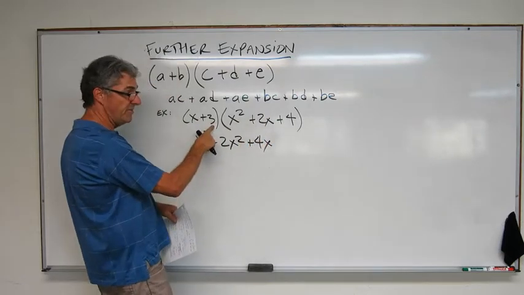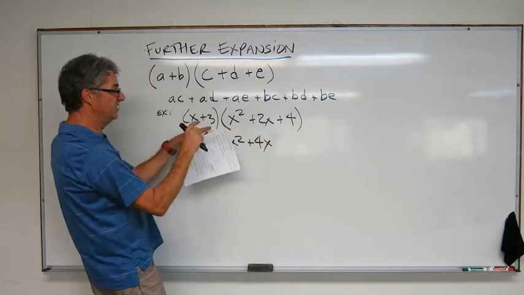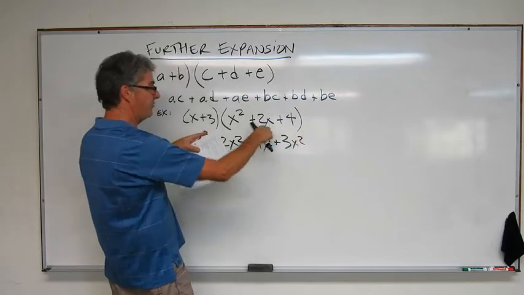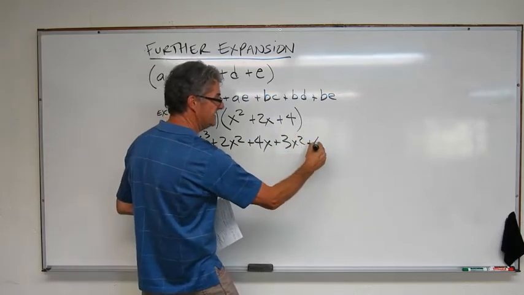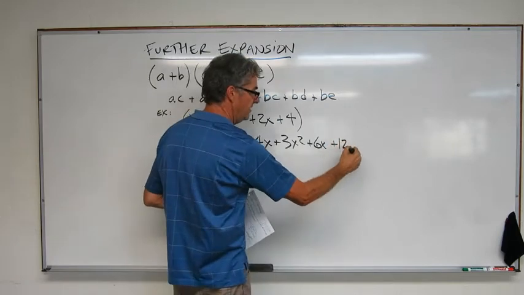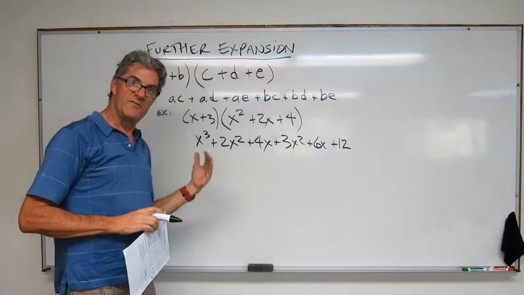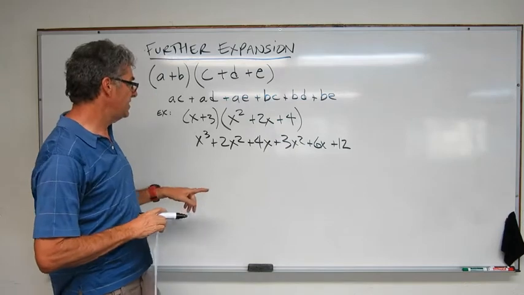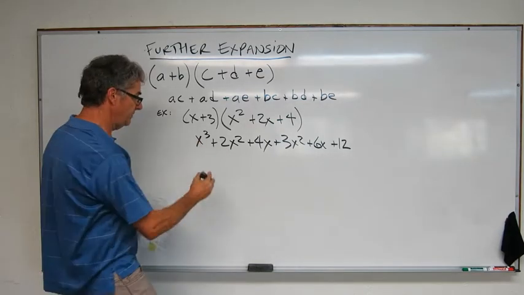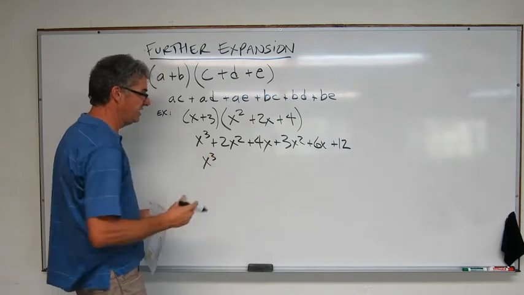Now I'm going to do my 3 times all three of those. So 3 times x squared is just 3x squared. 3 times 2x is just 6x. And 3 times 4 is just 12. Now since we put in numbers and variables, there's going to be some like terms. Notice how I only have one x cubed, so I'm just going to bring that down. There's no combinations I can do there.